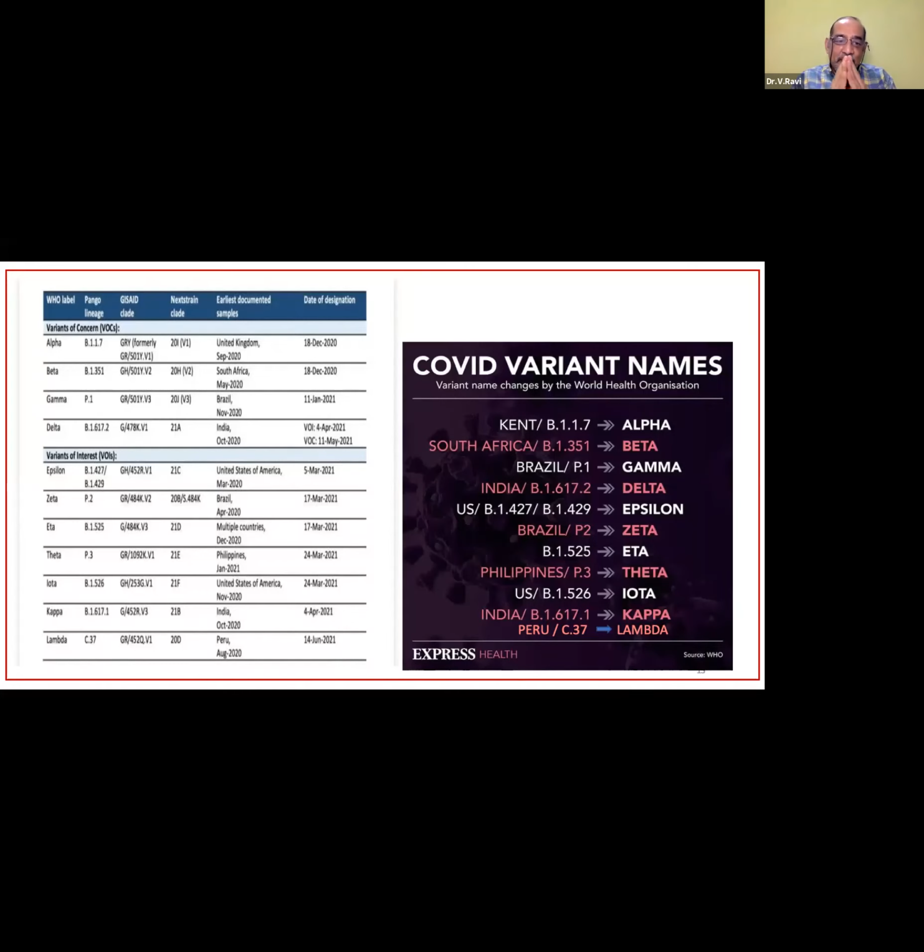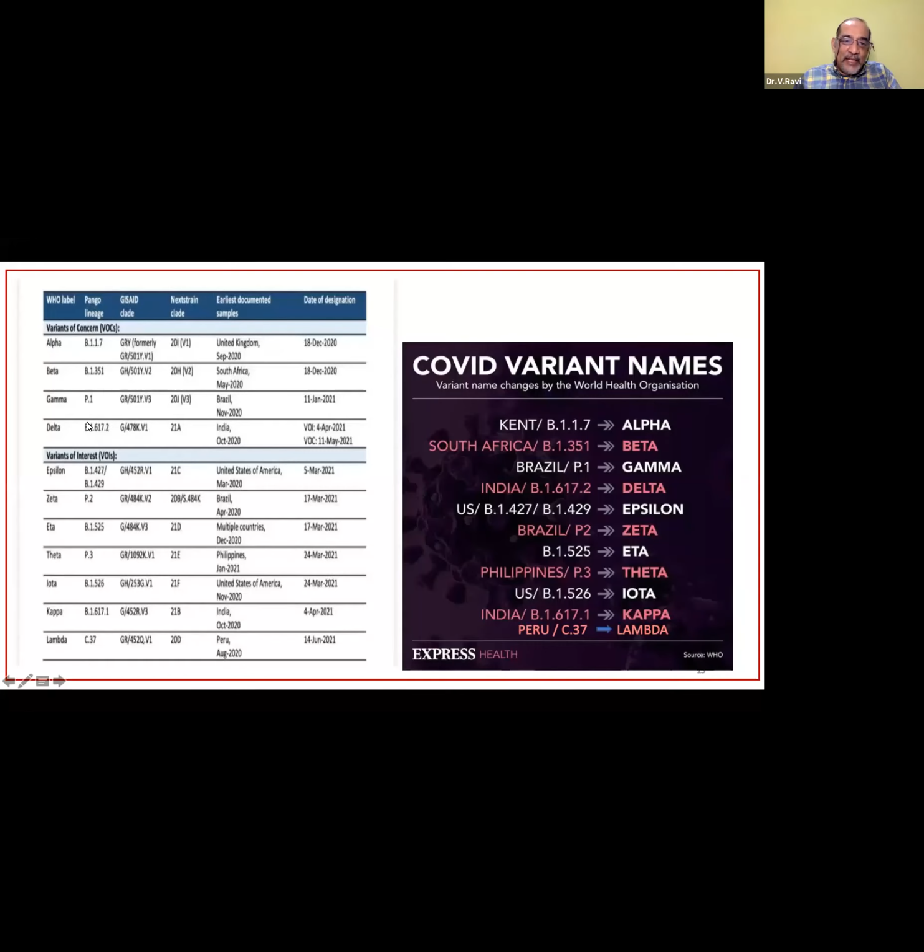And then epsilon, zeta, eta, theta, iota, kappa, and lambda. Lambda is in the news, as all of you know, in the last 3-4 days. So all these are variants of interest. That means they have been reported from multiple countries, but they have not spread globally. They are spreading rapidly, so they have been put in the category of variants of interest.